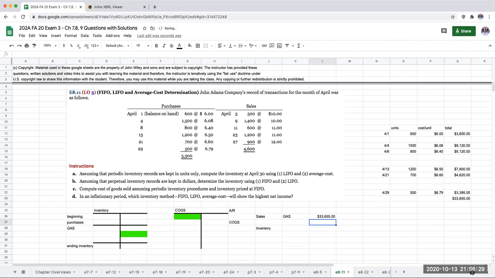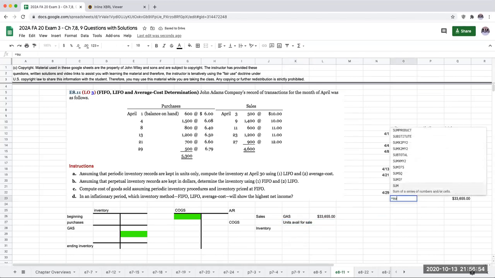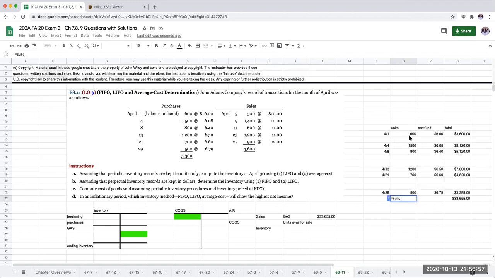33,655. That is a very, very important number because no matter what costing method I use, periodic, perpetual, whatever, the total amount needs to equal 33,655. The next thing I'm going to do is compute my units available for sale. My units available for sale are going to be my purchases plus my beginning inventory, or 5,300.